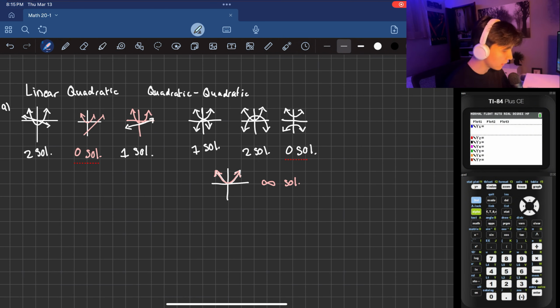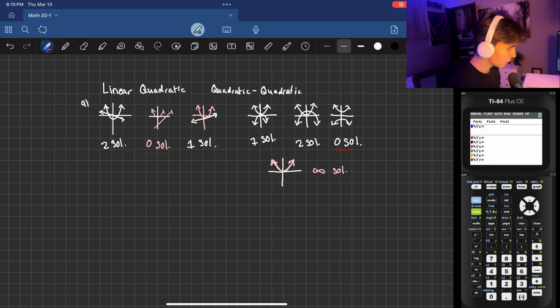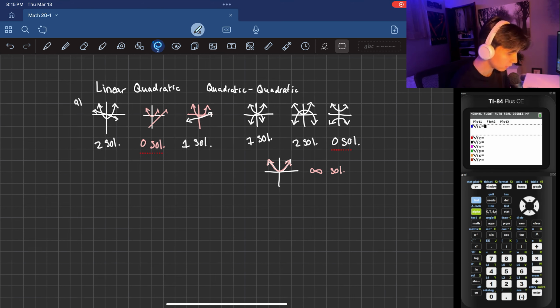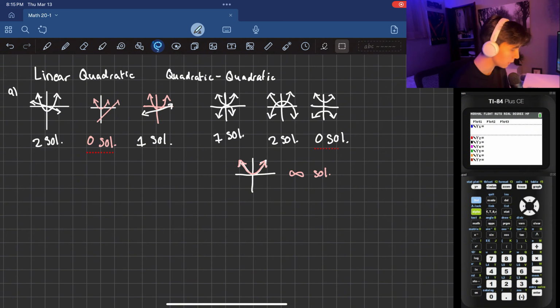So that is how we're going to be looking at these quadratics. I mean, that's just what they're going to be looking like. And we can determine the amount of solutions by graphing it out and looking at how they meet up with each other. So yeah. Diving straight into this.